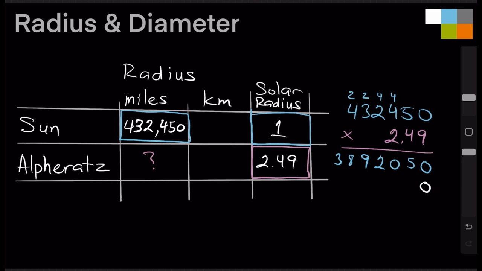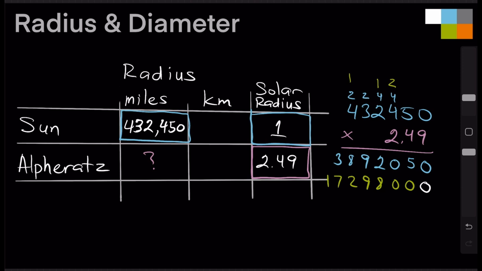Now we move on to our second row of multiplication, so we need to start with a 0. 4 times 0 is 0. 4 times 5 is 20. 4 times 4 is 16, plus 2 makes 18. 4 times 2 is 8, plus 1 makes 9. 4 times 3 is 12. 4 times 4 is 16, plus 1 makes 17.